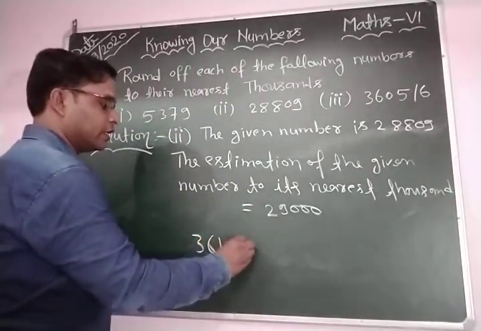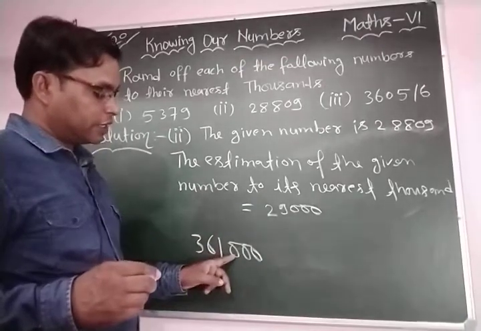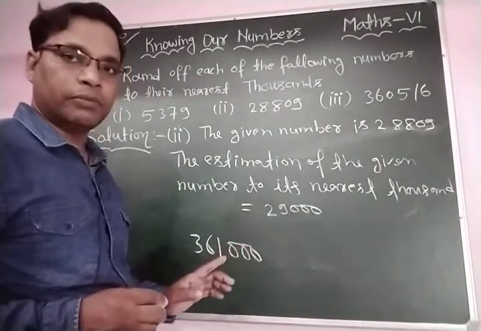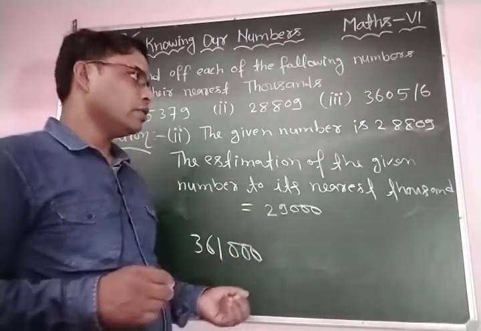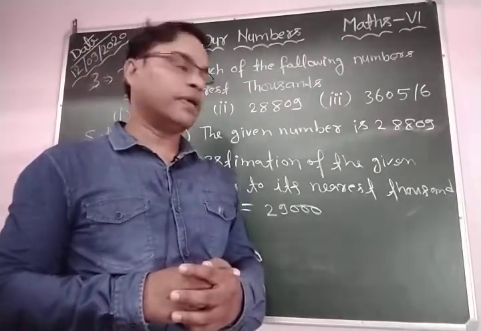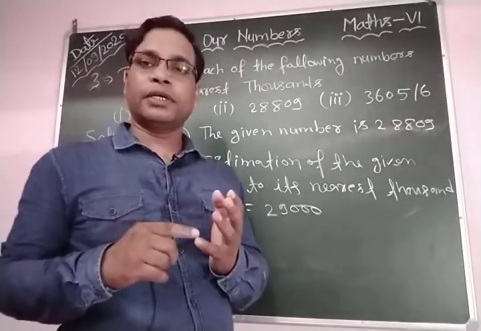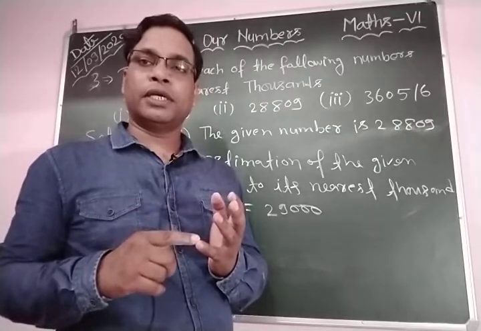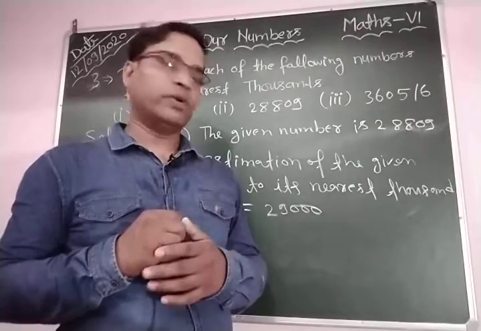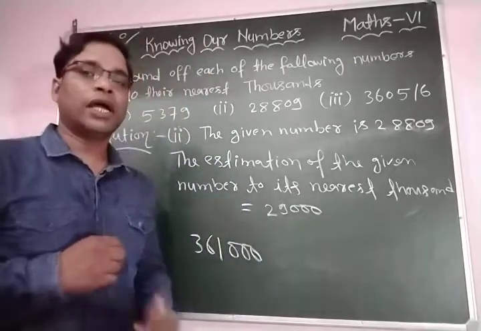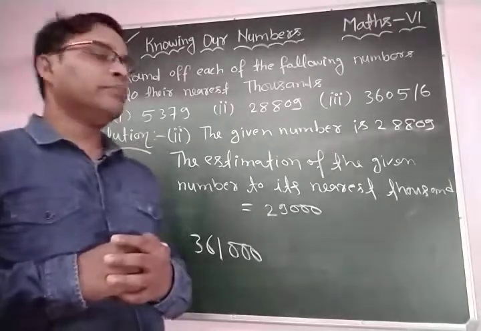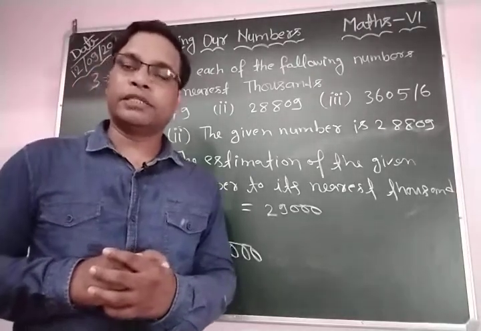The 100 place digit, tens place digit, and ones place digit become 0 when the 100 place digit is greater than 5 or equal to 5. Then we replace by 0 the 100 place, tens place, and ones place digit, and the 1000 place digit increases by 1.